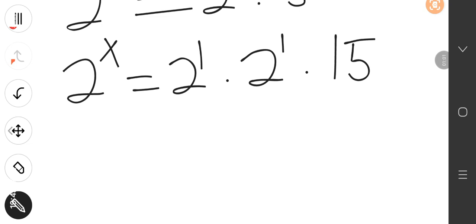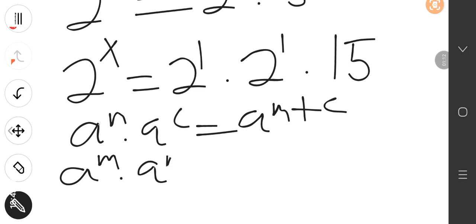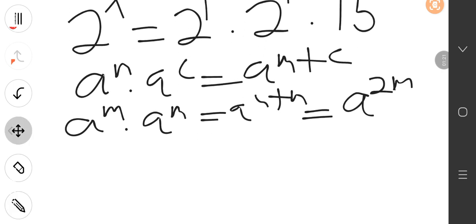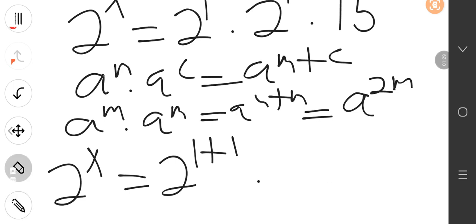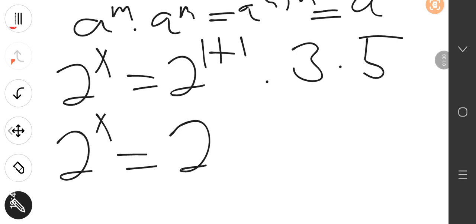Okay, so we're going to apply the first law of indices. So a^m times a^c = a^(m+c). So in a case where the exponents are the same, we are going to have a^(m+m), which equals a^(2m). So our equation becomes 2^x = 2^(1+1) times 15. Okay, now 15 is the same as 3 times 5. So our equation becomes 2^x = 2^2 times 3 times 5.